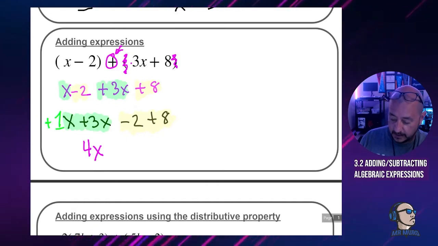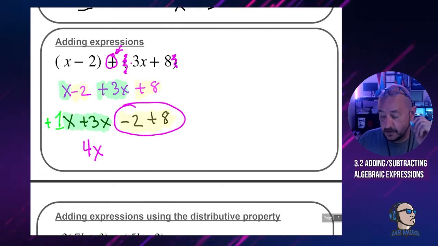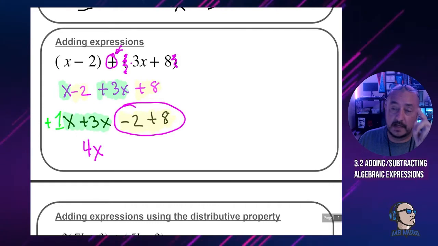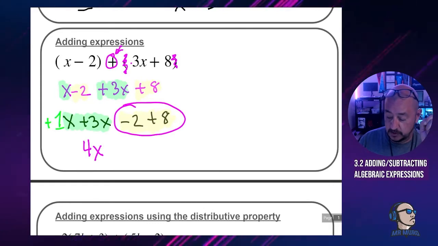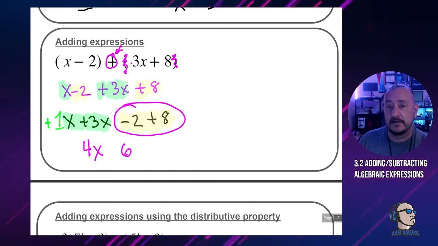Then I have to combine these here. This is what I said in chapter 1: if the signs are the same, we add and keep the sign. But if the signs are not the same, we subtract them. So I'm going to subtract the smallest from the biggest. 8 minus 2 gives me 6, and keep the sign of the biggest absolute value.